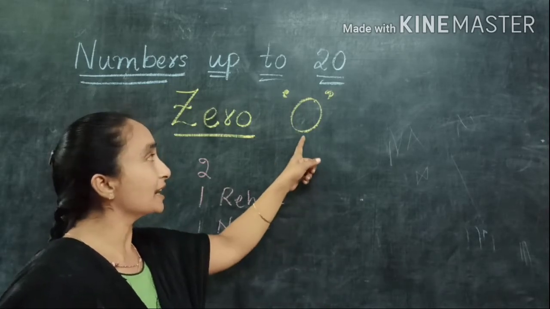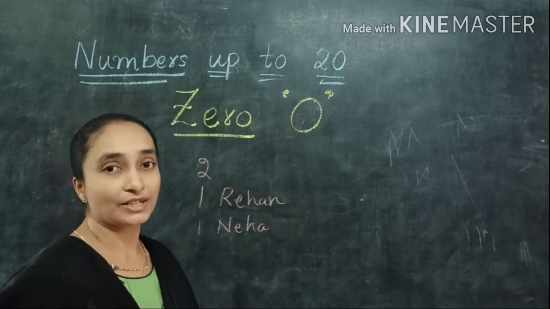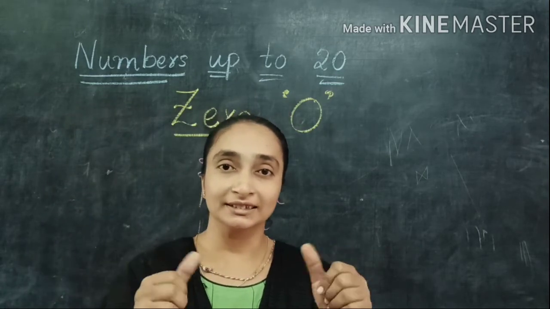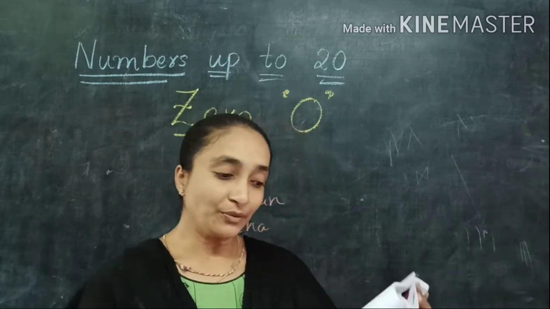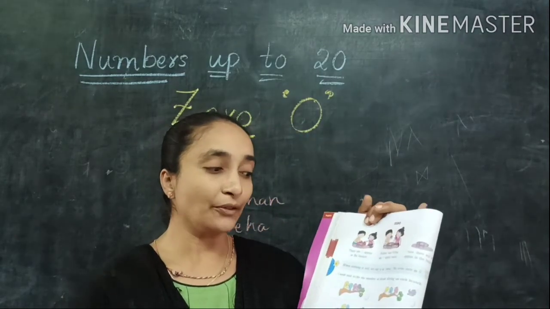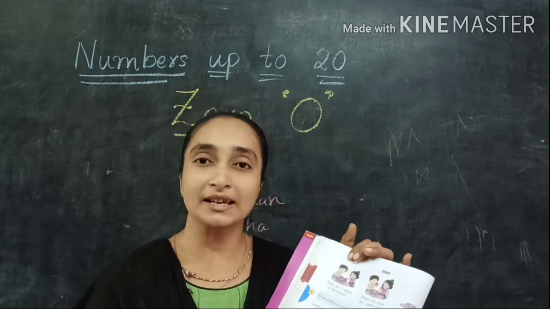It can be written like this. So this is the 0. 0 means nothing. Nothing is there. So here we can see, when nothing is left, we say it as 0. When nothing is there, we can say 0.